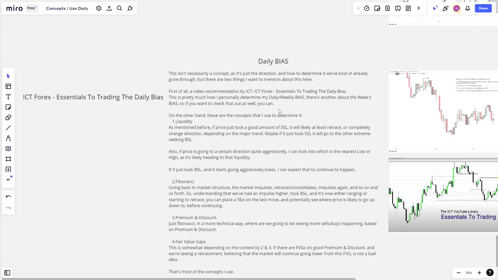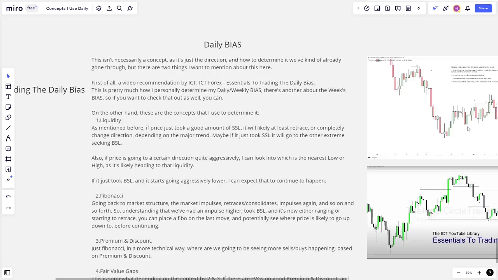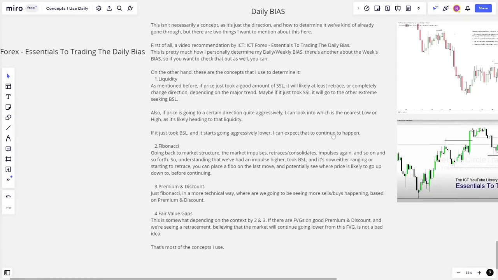Now, also, if price is going in a certain direction quite aggressively, I can look into which is the nearest low or high, as it's likely heading to that liquidity. So if price is going, well, actually, we'll see the examples later.